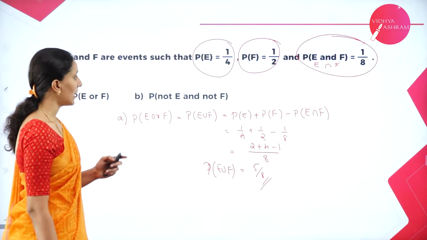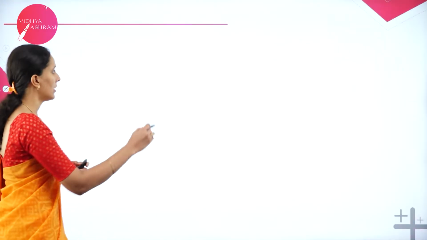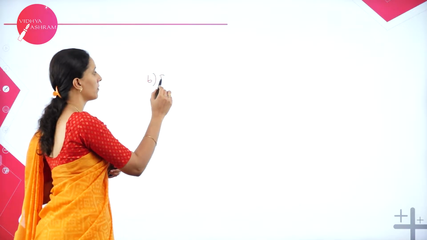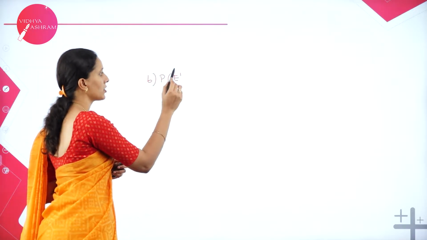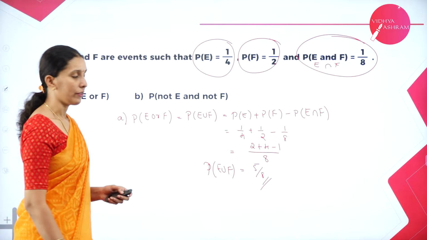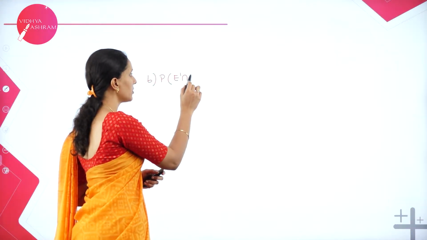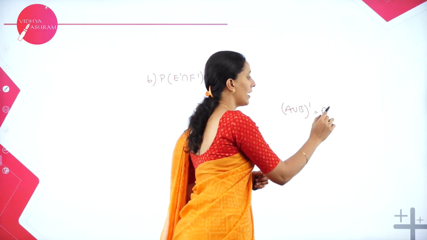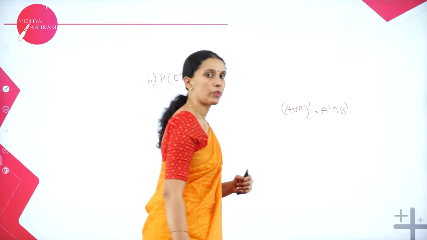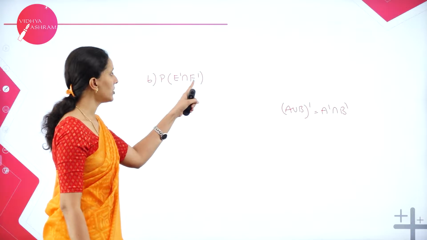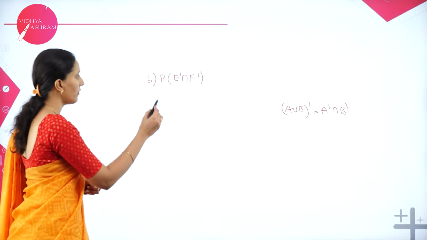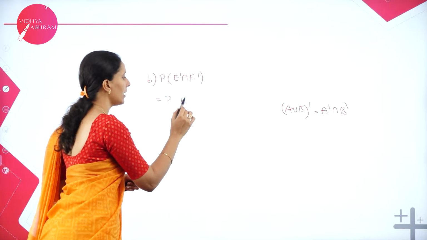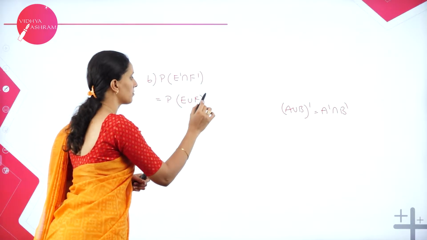Next one, we need to calculate not E and not F. That is probability of not E means E dash, and not F. So, and is nothing but intersection, F dash. By the property of De Morgan's law, we know that A union B whole dash is equal to A dash intersection B dash. So, here we have E dash intersection F dash. Therefore, P of E union F whole dash.